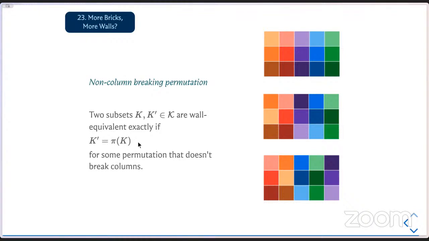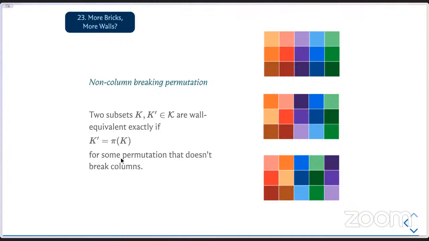And K is a different subset, which also looks all kinds of weird. And the idea is that we have a non-column breaking permutation that can morph one of these subsets to the other if and only if both of these lead to the same wall when we do the gravity thing twice. I hope this at least sounds superficially convincing. I think you can work it out.